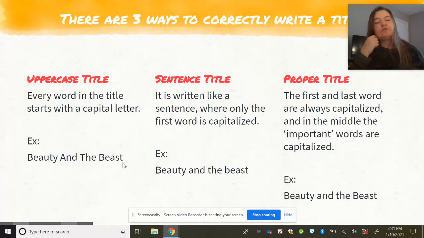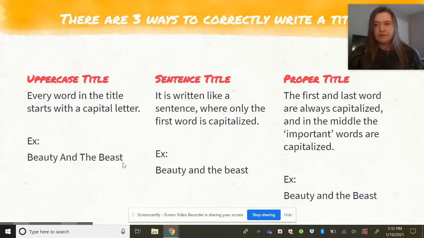The last one, and this is the one that's the most challenging to get right, I call it a proper title. It's where only specific words are capitalized. So in a proper title, the first word and the last word are always going to have a capital letter. So in our example, it's Beauty and the Beast. Okay, so Beauty and Beast both have capital letters. In between that, though, it's really only the important words. Okay, so and the are not proper nouns. They're not important. They're not names of places or people or anything like that. They're not going to be capitalized.